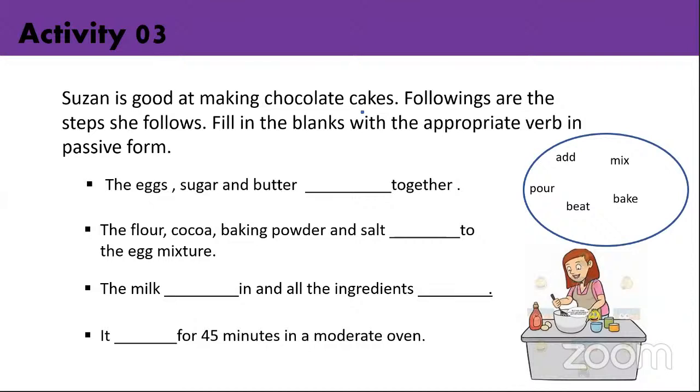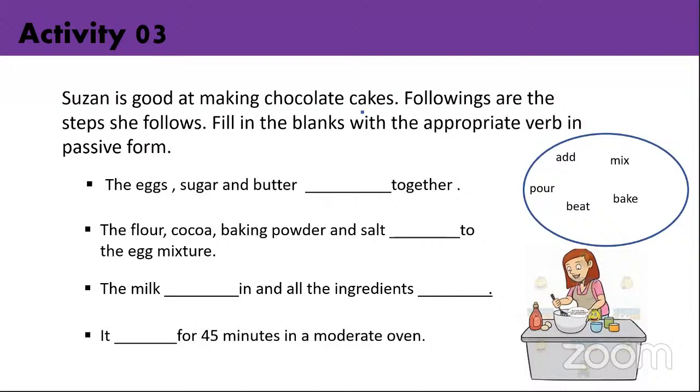Add, mix, pour, beat, we say beat for hitting together, bake. Okay, bake you know. And then you have to think, you have to select the most appropriate verb. First, the eggs, sugar and butter. Add, pour, mix, beat, bake. What is the most appropriate one?